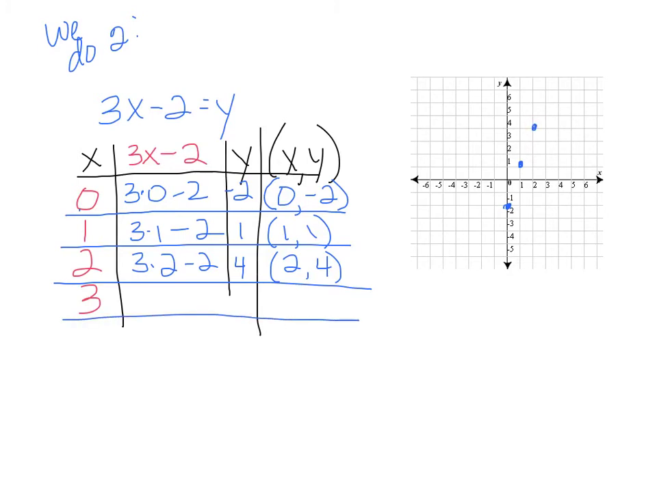And finally, if x is 3, I'll plug 3 in there. That's going to be 3 times 3 minus 2. 3 times 3 is 9. Subtract 2 is 7. So when x is 3, y is 7 for that formula. I'll graph it. I go 3 on the x, 7 on the y, right there.